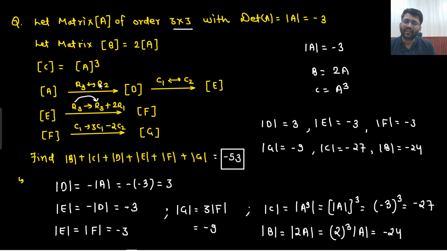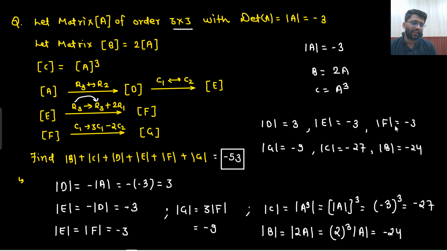What about the determinant of D? Determinant of D is simply the negative of determinant of A, and determinant of E is simply the negative of determinant of D. So determinant of D is 3, determinant of E is minus 3. E to F, acceptable operation, minus 3. F to G, thrice it will become, so 3 into minus 3 into 3, it will become minus 9. So all these are correct values.